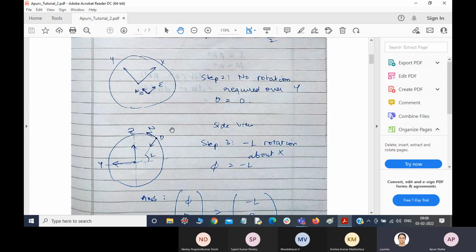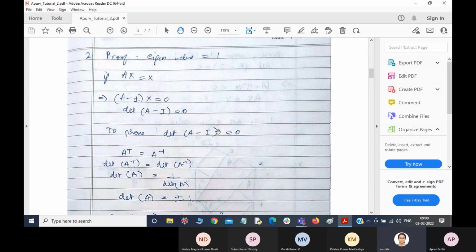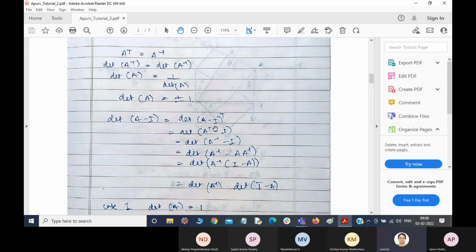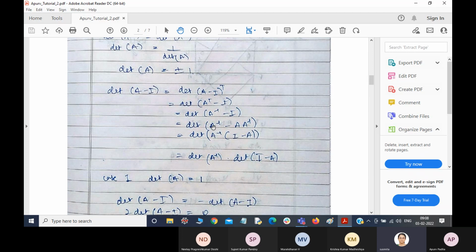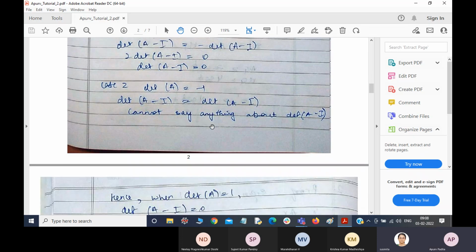Okay. Next. Next one was we had to prove that eigenvalue is 1. No, that we already discussed in the class, right? The equation itself tells that one of the eigenvalues is equal to 1, right? Okay, ma'am, I have done it. It's fine.